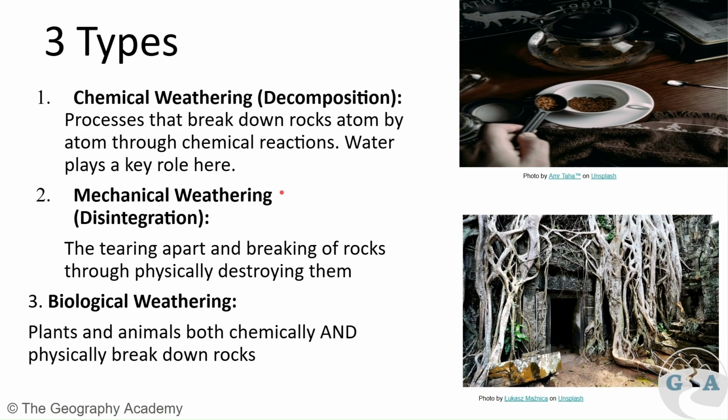The three types of weathering, the ones that we'll be focused on, is chemical weathering, decomposition, breaking down the rock through chemical reactions, water being a key role here. Mechanical weathering, best described as disintegration, so pressure causing a tear and breaking apart of the rocks. And then biological weathering, anything that involves organic matter that can cause then chemical or physical weathering through its presence there.